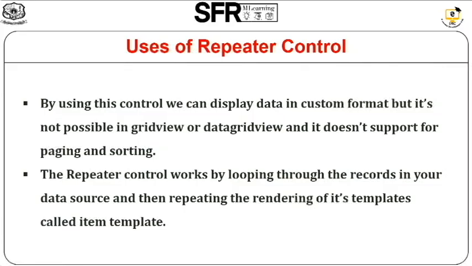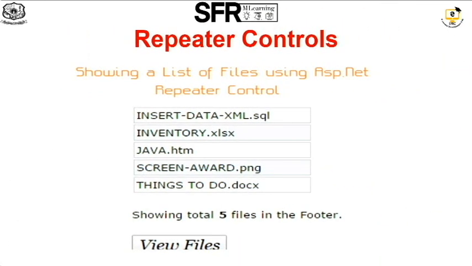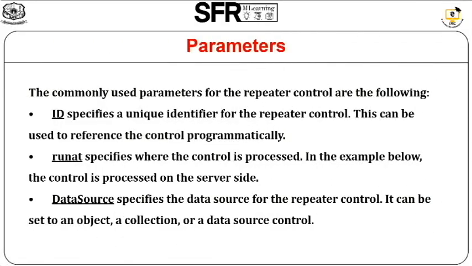Now we are going to discuss the parameters we have used in the repeater control. The commonly used parameters for the repeater control are the following. ID specifies a unique identifier for the repeater control. The very important parameter for the repeater control is ID. This can be used to reference the control programmatically.